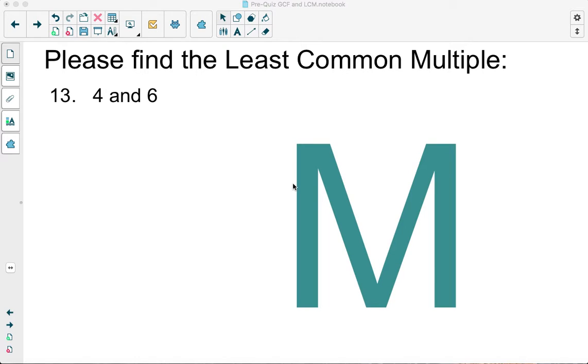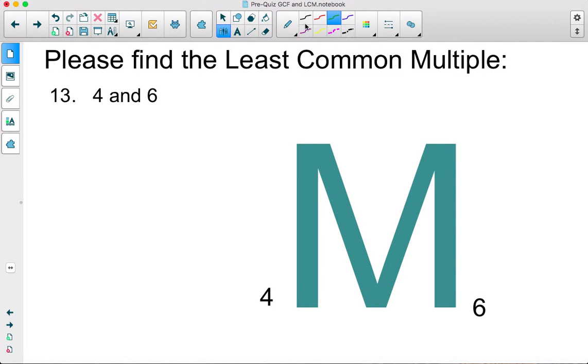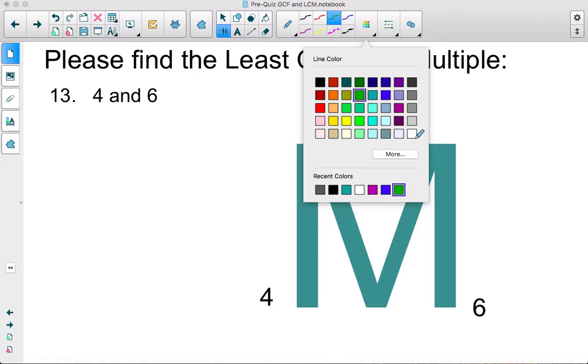We're going to find the least common multiple. Just a reminder, the least common multiple is our mountain problem. It's when the number 4 and the number 6 are at different parts of the mountain and they're trying to meet up to hike to the top. So least common multiple is literally, think of a mountain.